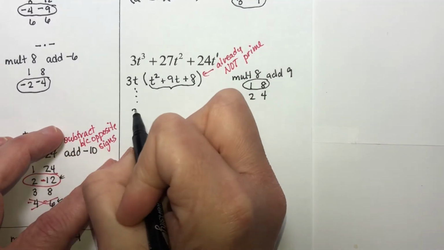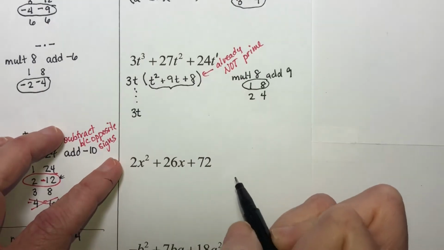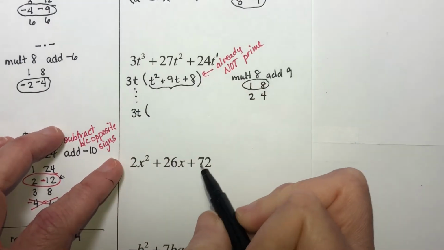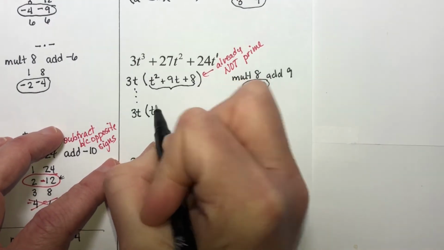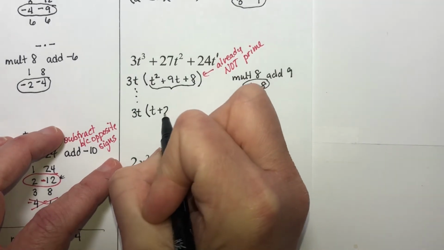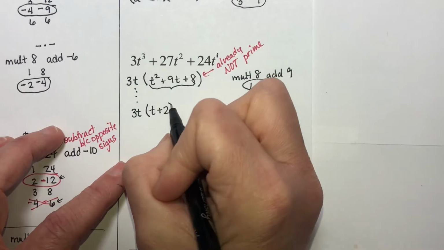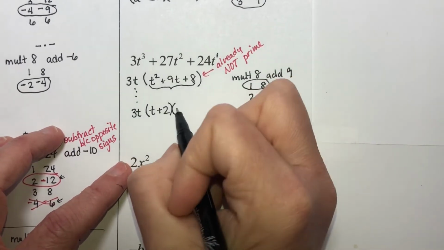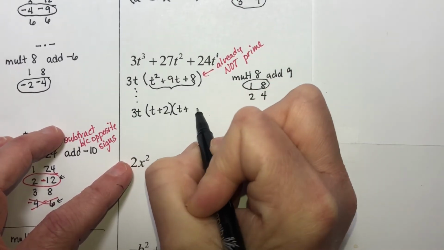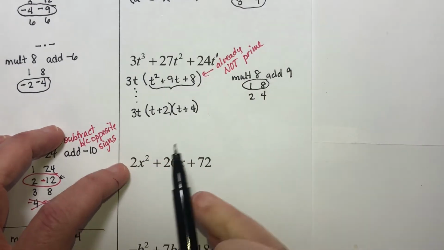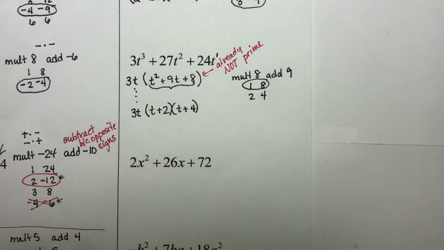So this comes down 3t times, my variable is t, plus 2. I don't have an extra variable in here, so I don't have to worry about that like I did before. Close that, and then t plus 4. You always want to look and make sure you've got everything as nice and neat as possible, and you do. That is your answer.